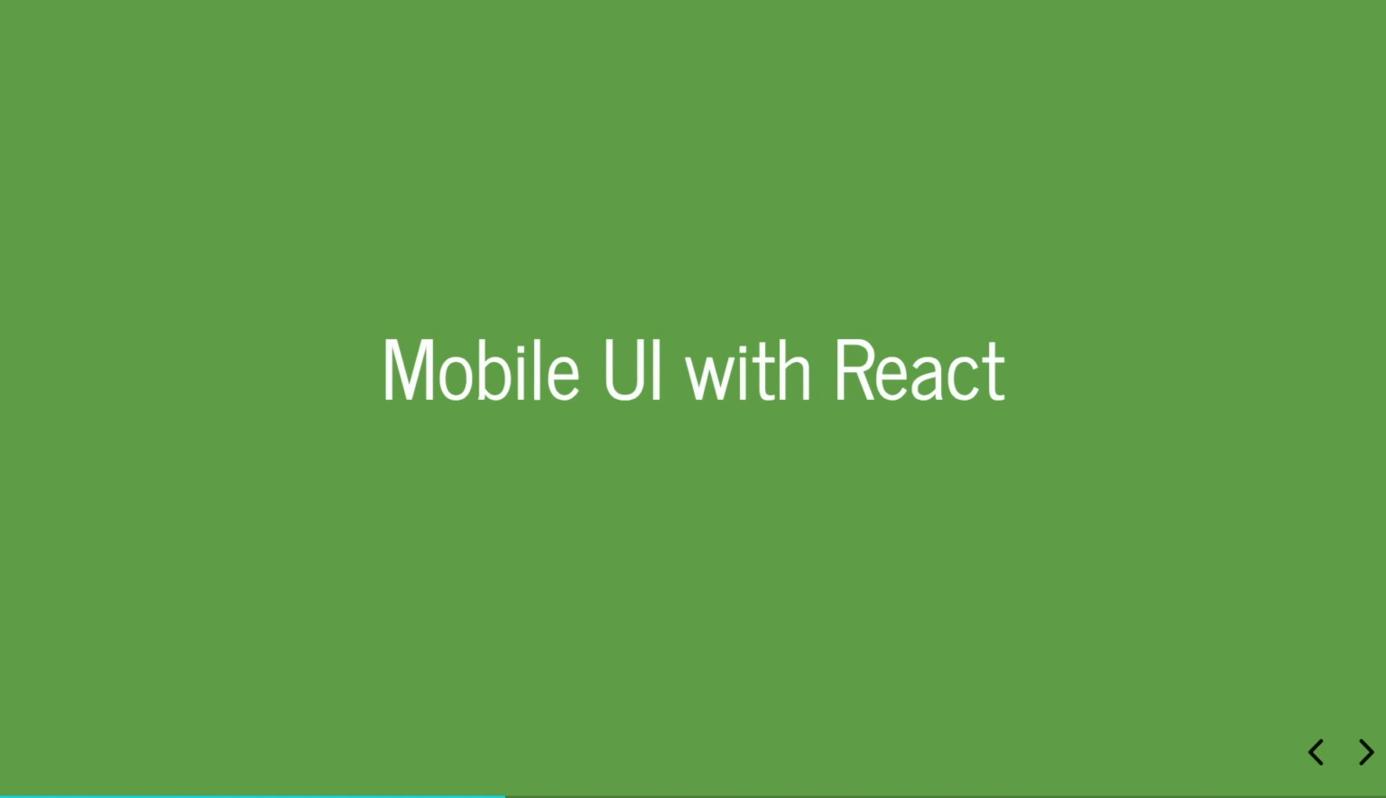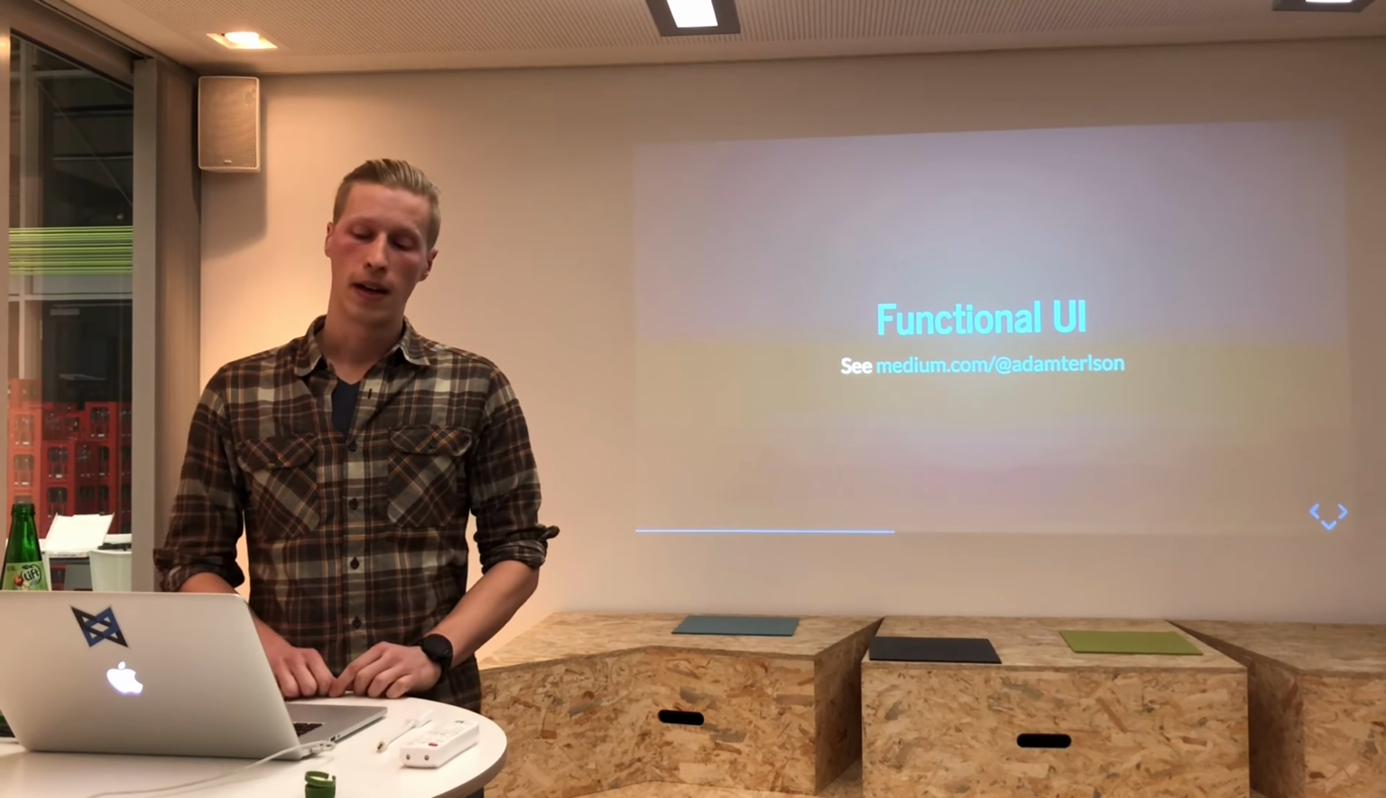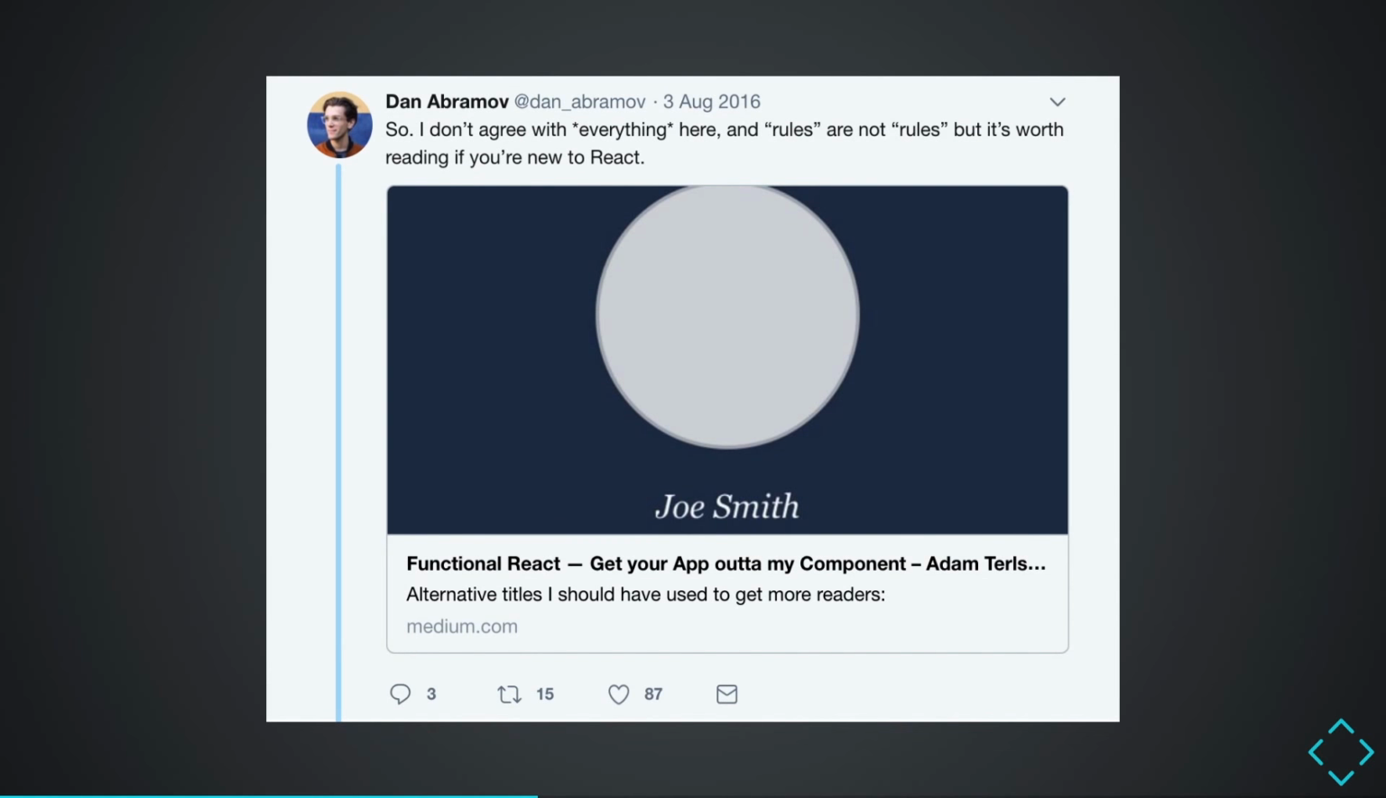So now that we have the state all put together, the challenge is, how do we actually build a UI in React? We haven't actually put anything on the screen yet. We're just storing information. And we build UI in React in a very functional way. I wrote an article on Medium about this, so if you're interested, you could check it out. And I'm happy to say that Dan Abramov himself agrees with almost everything that I said. So kind of a big deal.